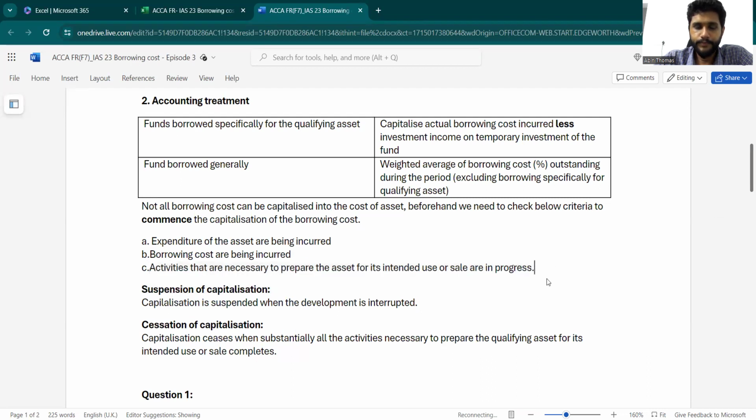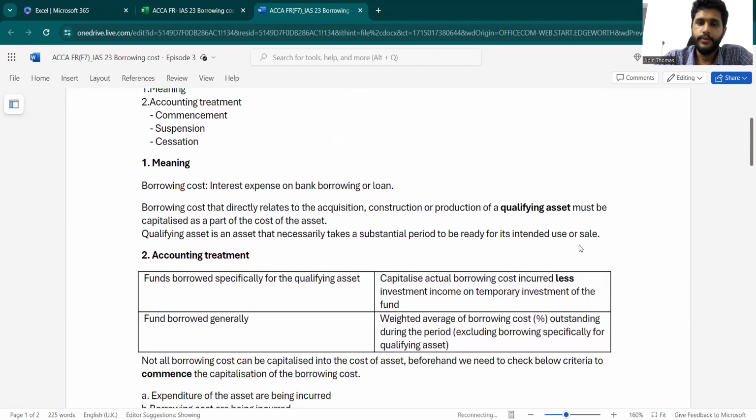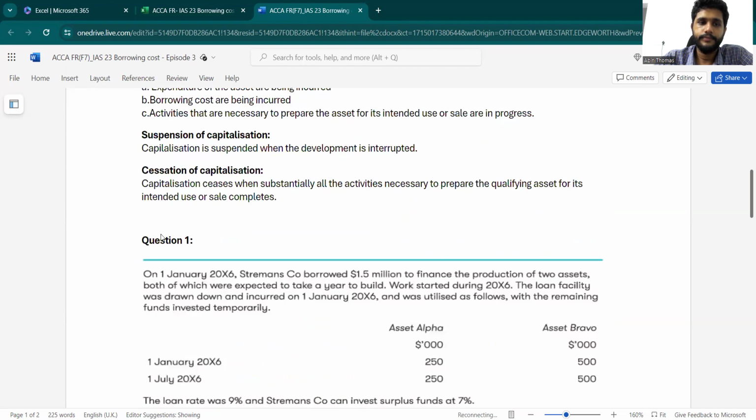I believe you have got the idea. What the standard says is that before we capitalize this interest expense, we need to see if expenditure on that asset has been incurred. The asset should be a qualifying asset, one that would take substantial time to get ready for its intended use. This is the meaning of qualifying assets.